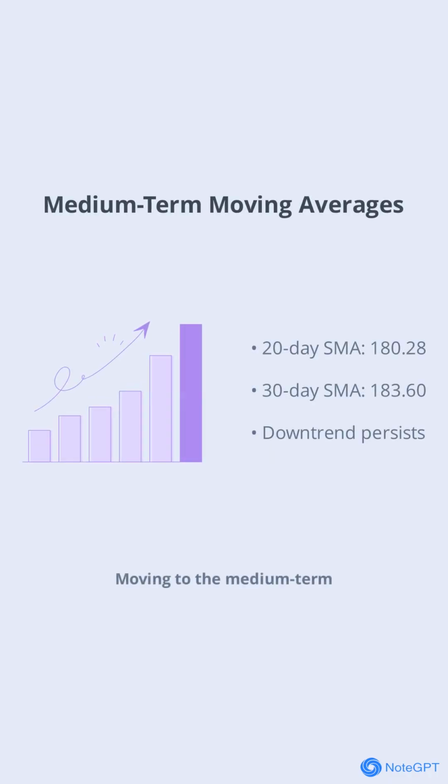Moving to the medium term, we'll look at the 20-day and 30-day SMAs and EMAs. The 20-day SMA stands at 180.28, and the 30-day SMA is at 183.6. Again, both are above the current price, reinforcing the idea that NVDA has been in a short-term downtrend. These averages help smooth out daily volatility and provide a clearer picture of the prevailing trend. When the price remains below these levels, it often signals continued weakness unless a reversal occurs.